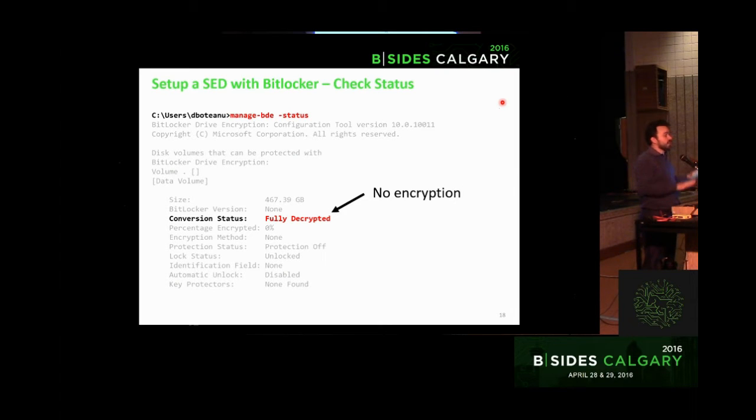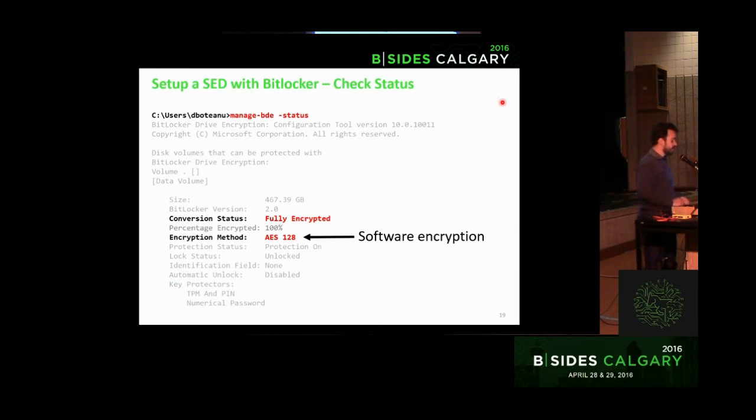So if you're unsure what the state of your drive is right now, and you're using BitLocker, or you're thinking that you might be using BitLocker, you can run the manage-bde command with a dash status to ask BitLocker to tell you the status of the encryption. So if you get the message fully decrypted, it means that you don't have any encryption on the drive, at least not with BitLocker. You might have some other solution that's doing encryption, but you don't have any BitLocker there. So if you're trying to configure your drive to have encryption, this is a good place to start.